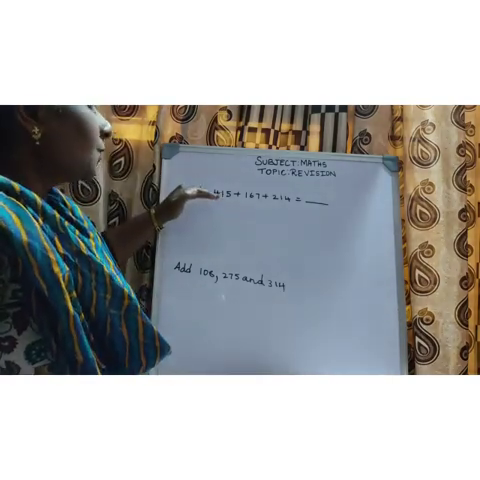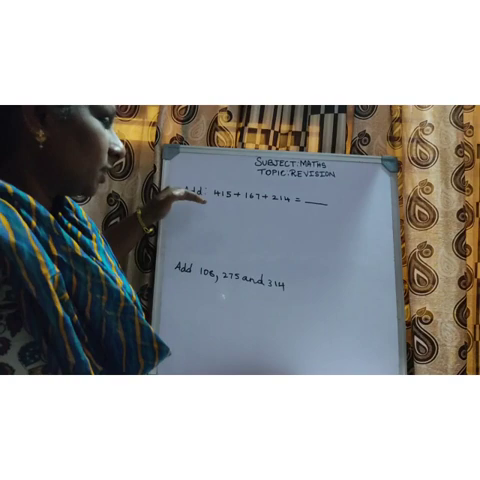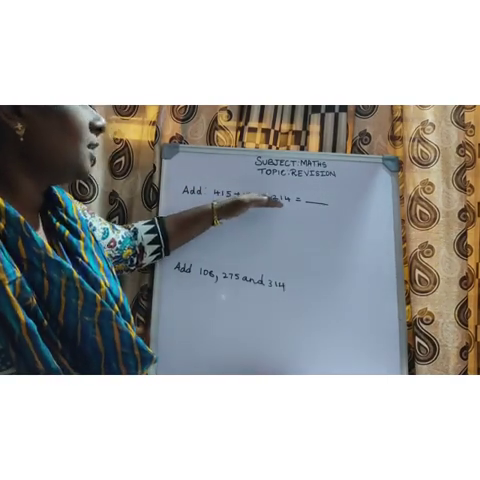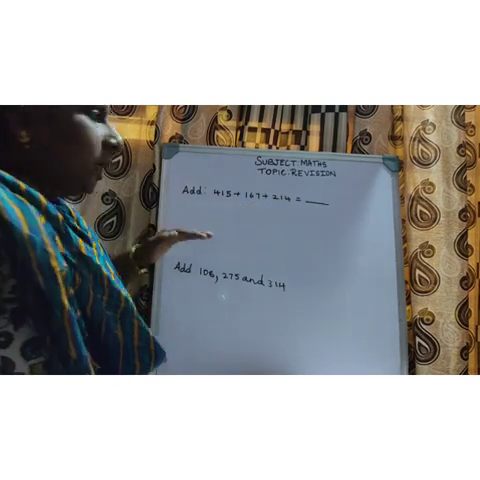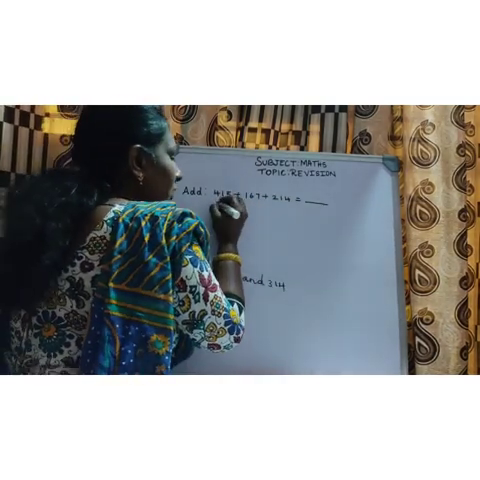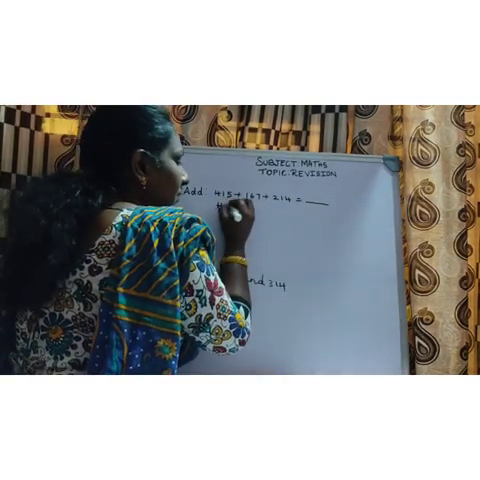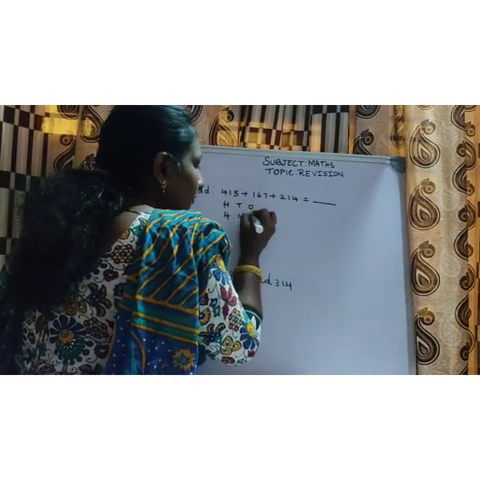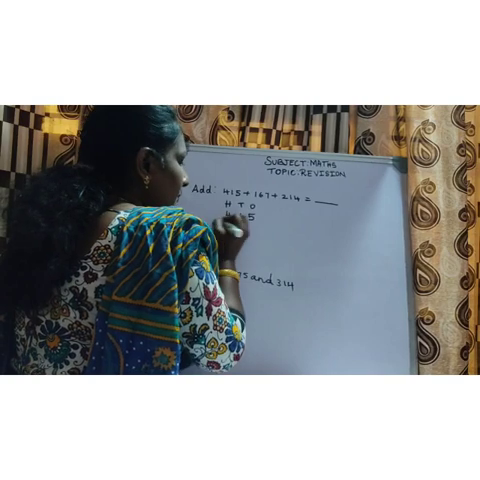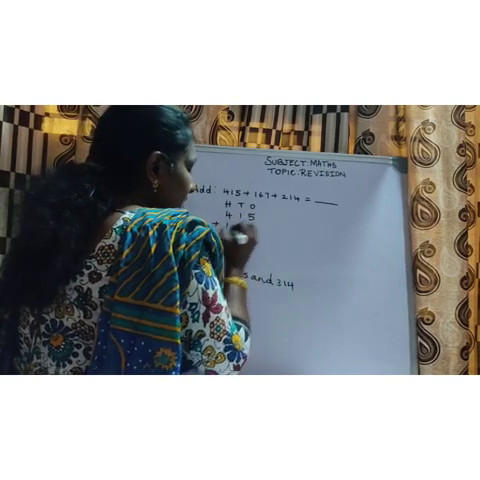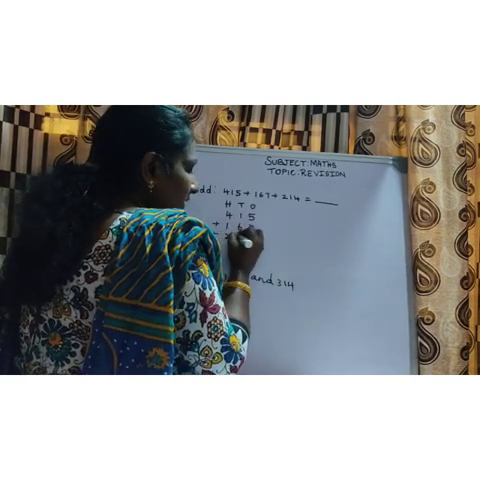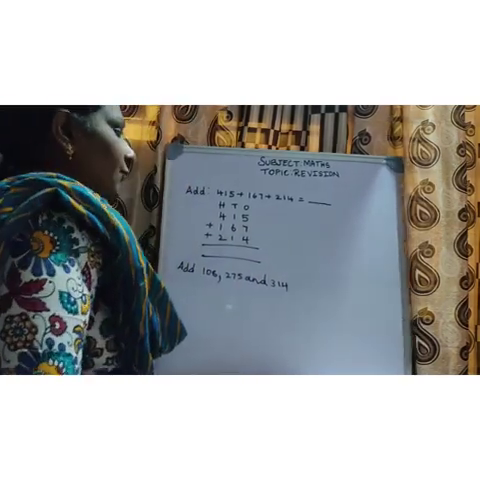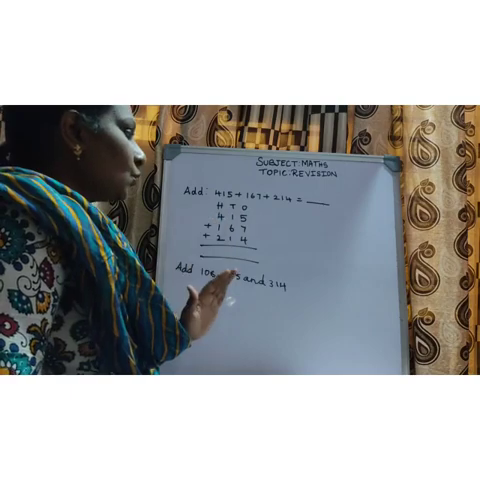Okay. Now, 3-digit addition, children. Add 415 plus 167 plus 214. So what is the first step? First you have to arrange the numbers. Write the place values hundreds, tens, ones. First number is 415, plus 167, plus 214. So first you have to add the numbers in the ones place.